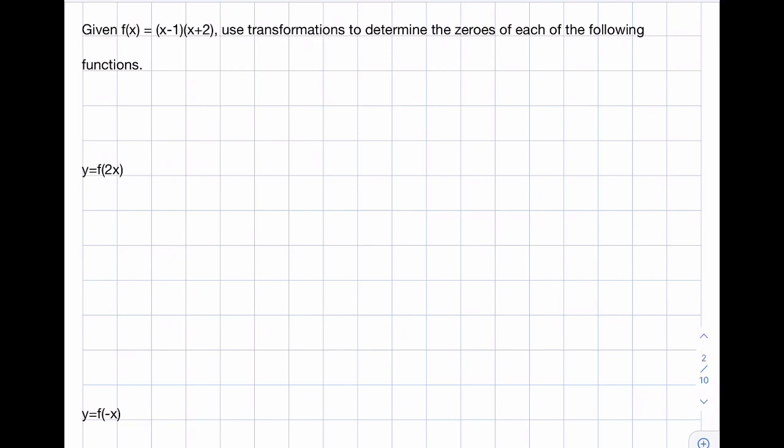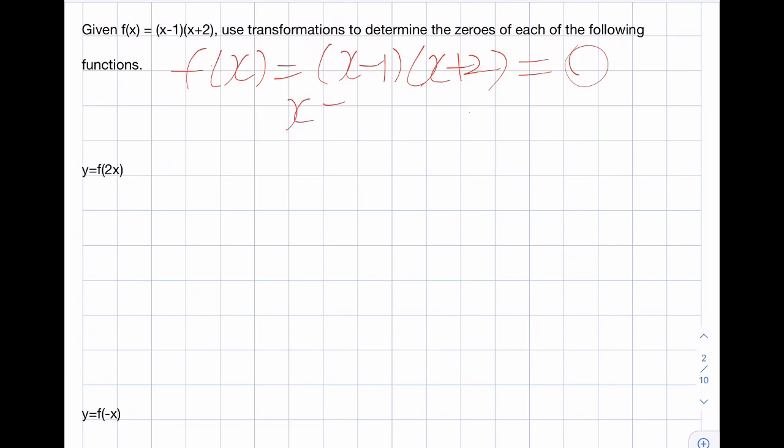So first, guys, let's look at the original function f of x, which is equal to (x minus 1)(x plus 2). Now, we need to determine the zeros, or the values of x. If we want to find the zeros, we need to determine what makes this function equal to zero. Well, it is x equals 1 and x equals negative 2. So these two will be our zeros for the function f of x.